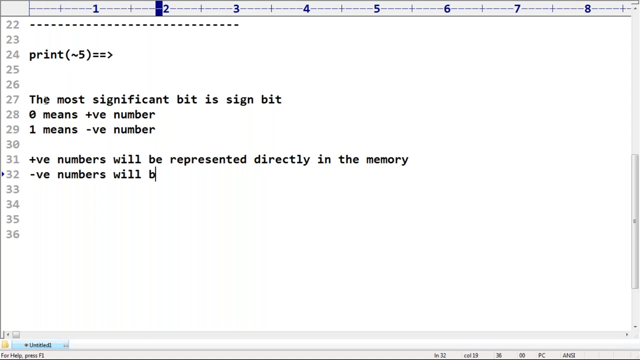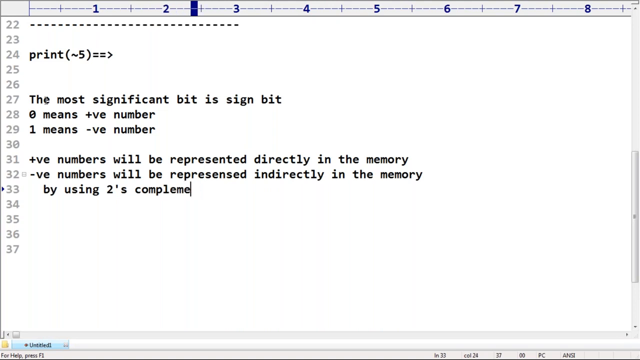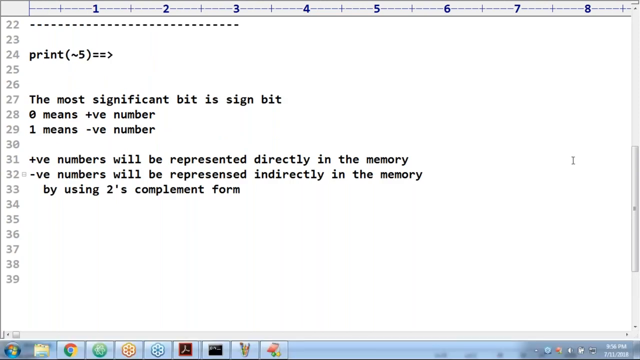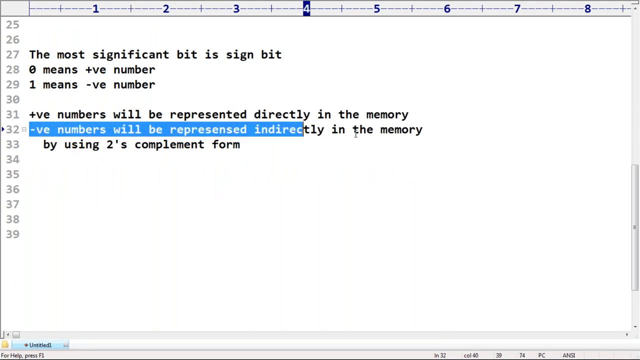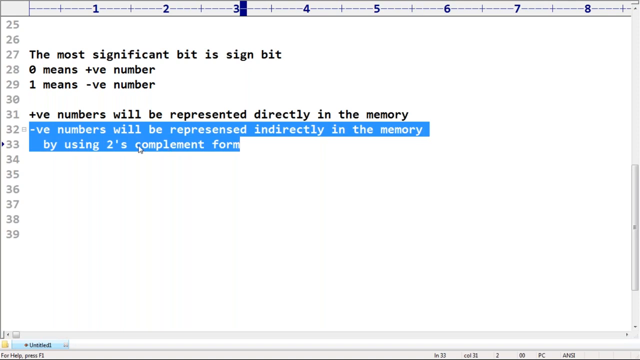Negative numbers will be represented indirectly in the memory, by using 2's complement form. Let me repeat again. The most significant bit acts as the sign bit. 0 means a positive number, 1 means a negative number. Positive numbers are represented directly in the memory. Negative numbers are represented indirectly in the memory by using 2's complement form.